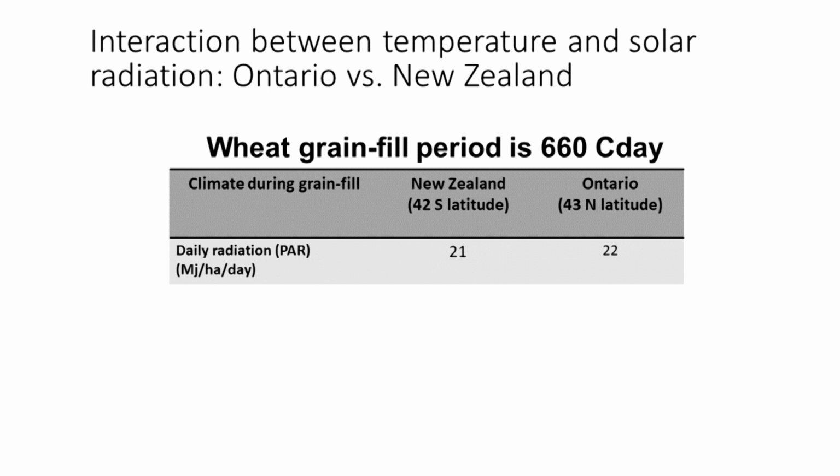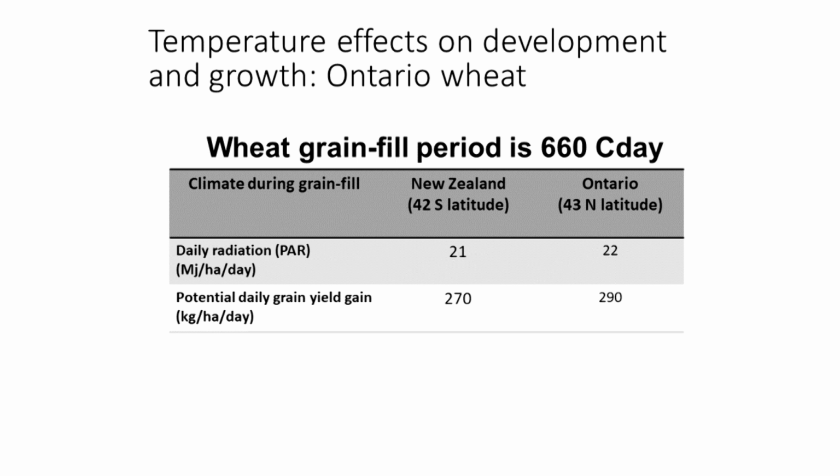And let's go through some other environmental variables to understand what is limiting yield potential in both of these environments. So during grain fill, that's after pollination, daily radiation in New Zealand and Ontario are very similar, but it's a little bit higher in Ontario. Our days are a little bit warmer and a little bit sunnier. Now, just based on radiation, just based on that yield equation, because daily radiation is a little bit greater in Ontario, potential daily grain yield is a little bit higher as well.